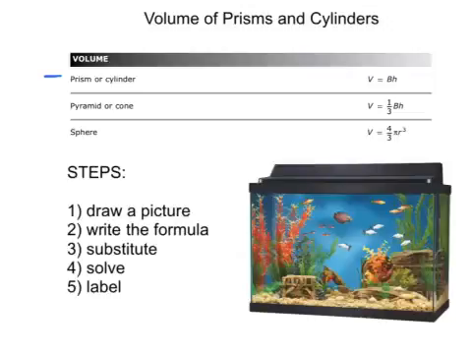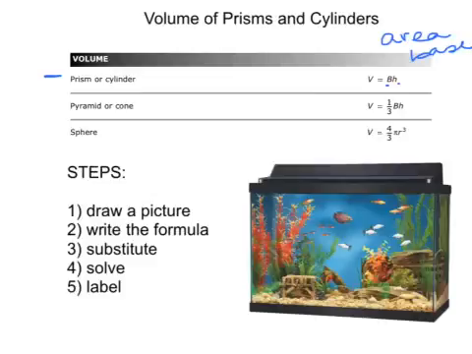Let's talk about what those two things are. Obviously, V stands for the volume. The big B, just like in surface area, stands for the area of the base. And then H stands for the height of the prism or of the cylinder. So we're going to find the area of the base and multiply it by the height. We're going to talk about the pyramid and the cone and the sphere later.